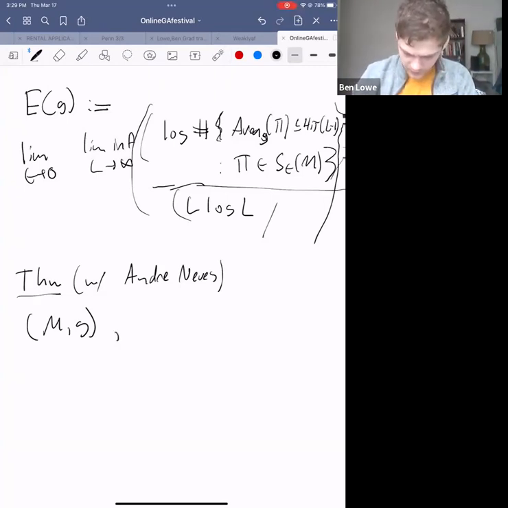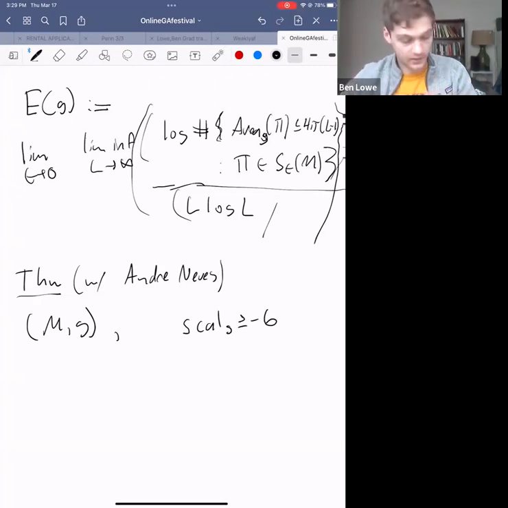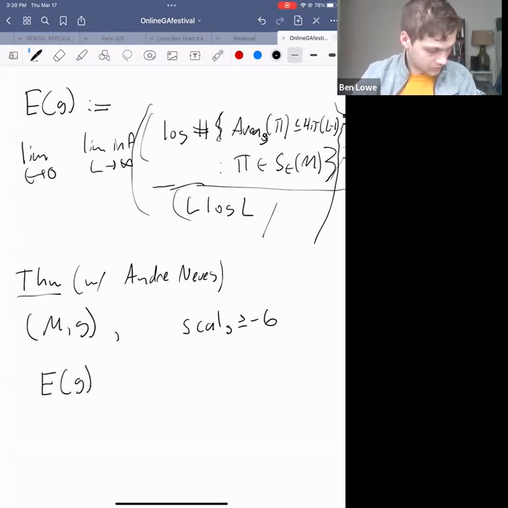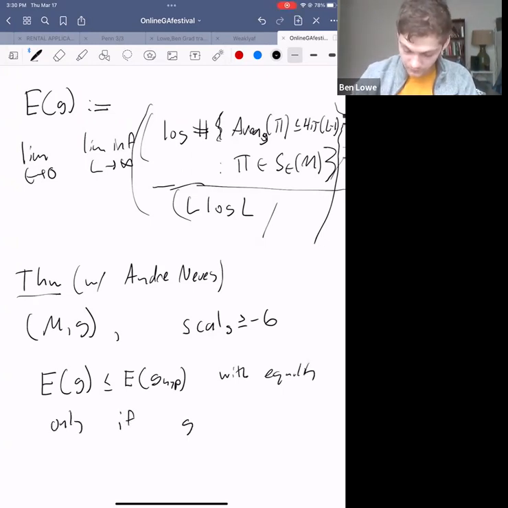Right, so if we have scalar curvature at least -6, okay, -6 is the scalar curvature of the hyperbolic metric, so we're comparing against that. Then what we're able to prove is that our minimal surface entropy is smaller than that of the hyperbolic metric, with equality only if we're isometric to the hyperbolic metric.